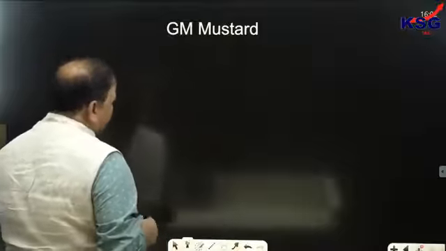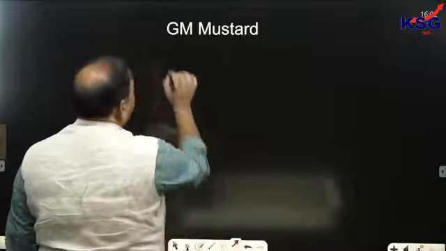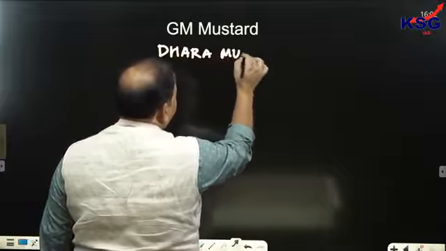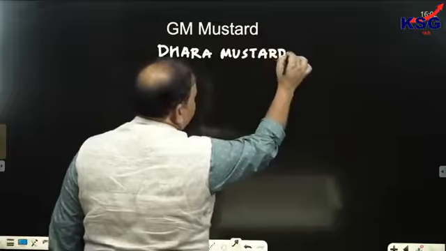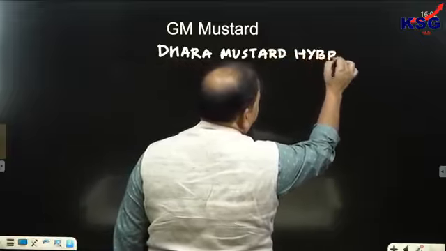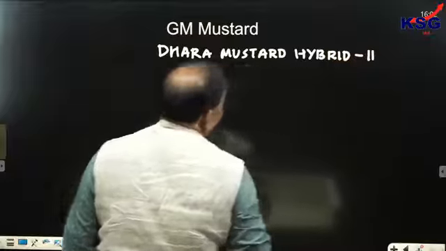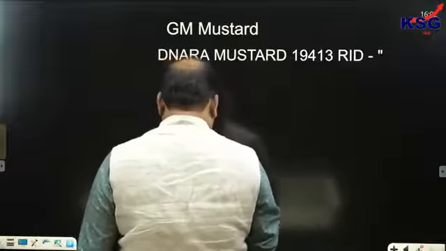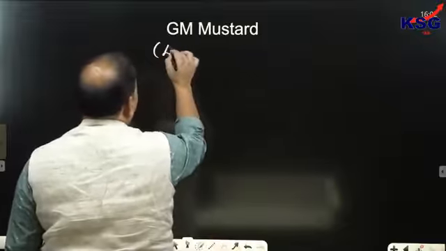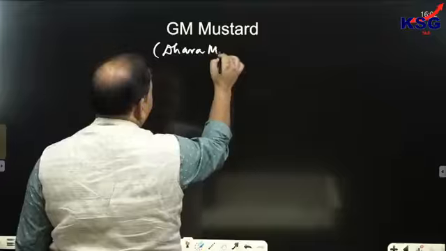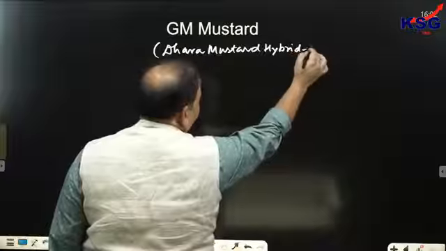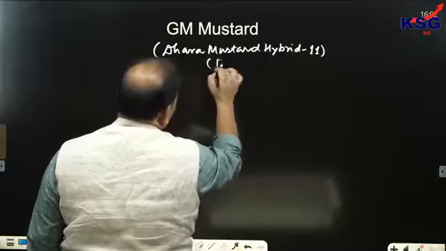And GM mustard is also called what? It is also called Dhara Mustard Hybrid 11, or we can say DMH 11.